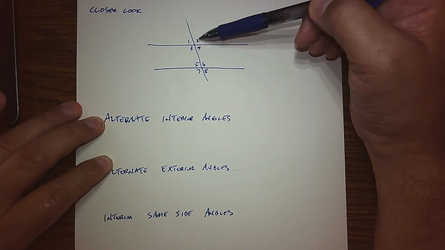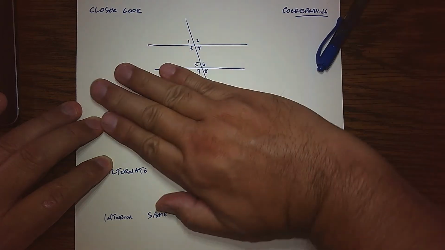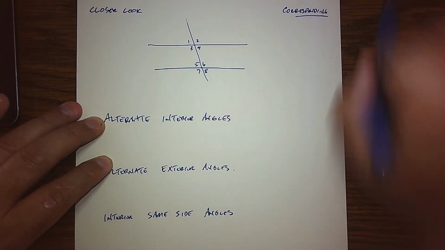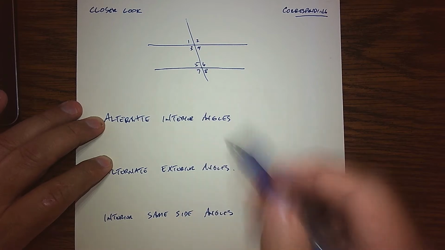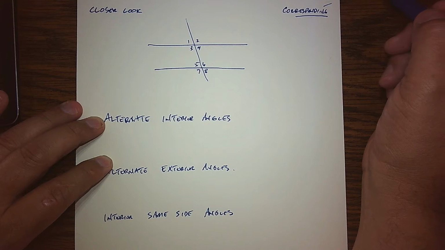1 was equal to 4, 2 was equal to 3, 5 was equal to 8, 6 was equal to 7, because of the 2 sets of vertical angles that we've created. But adding some more language and some more equalities, the first one I want to address is this concept of corresponding angles.